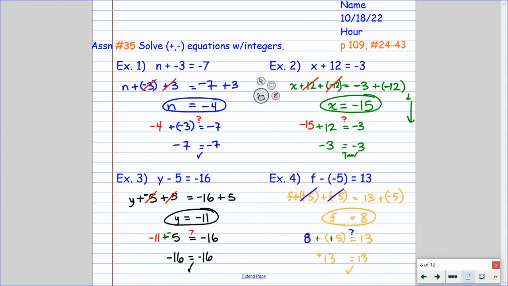All right, so as you go through this, you can ask yourself, okay, what homework problem am I working on? Is it more like example 1 or example 2 or example 3 or example 4?